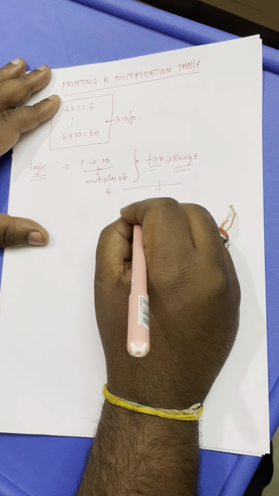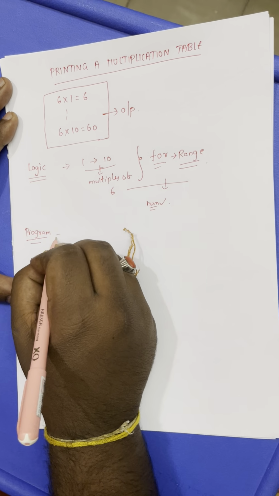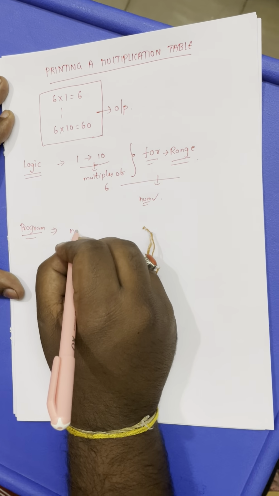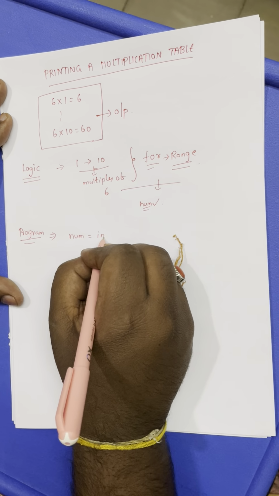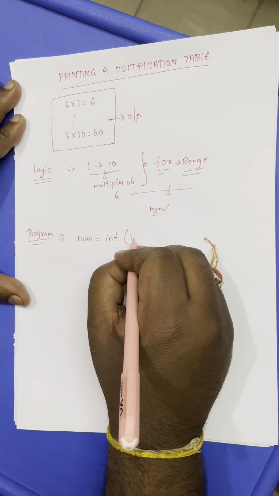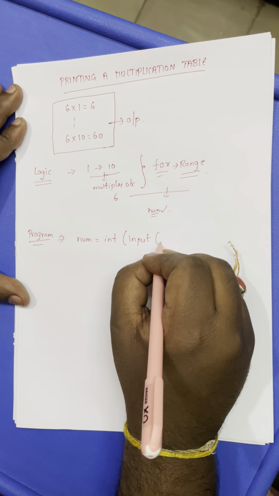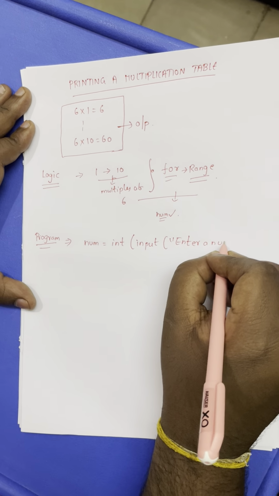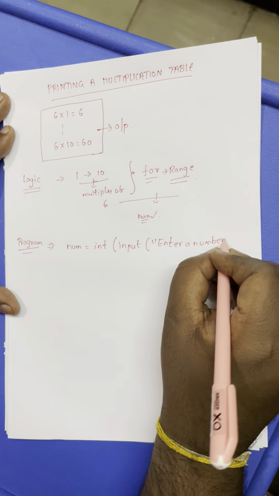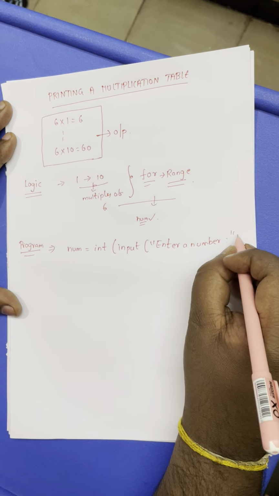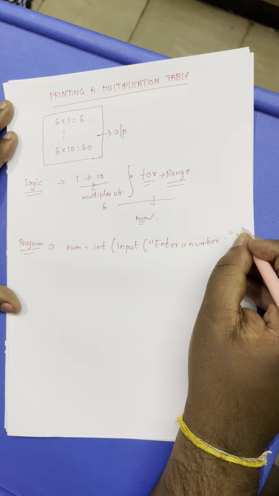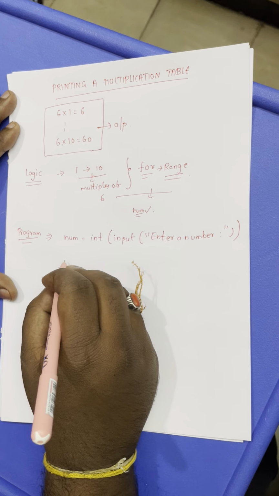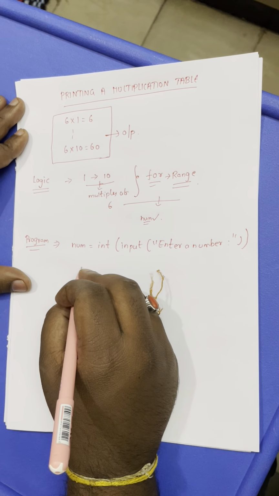So now let's start the actual program. The first step is inputting a number. So number is equal to int of input of "enter a number". I am not giving the number directly. It will throw a message when we run the program to input a number, and then we can enter a number. So what will be the second step?